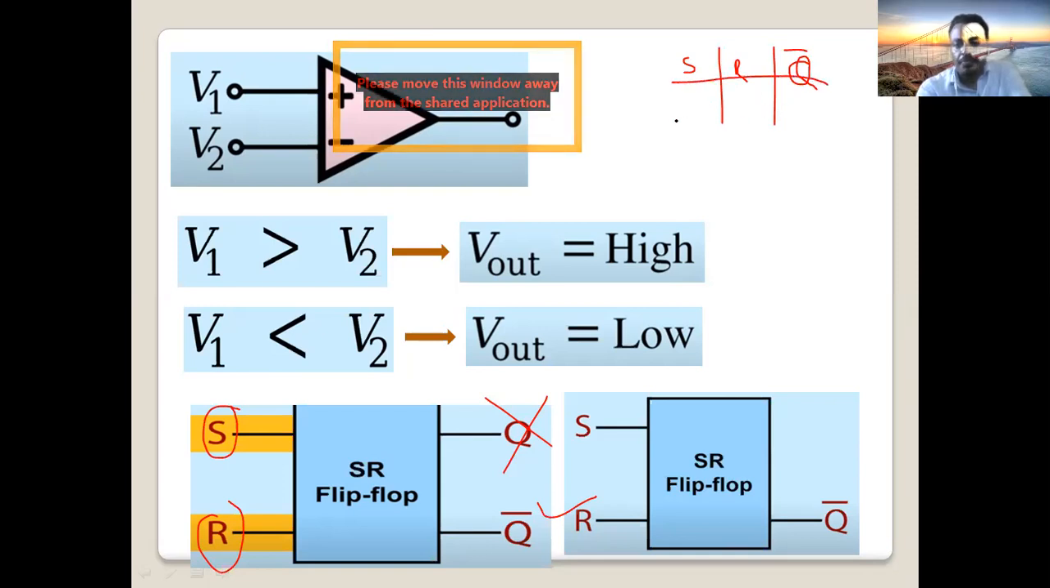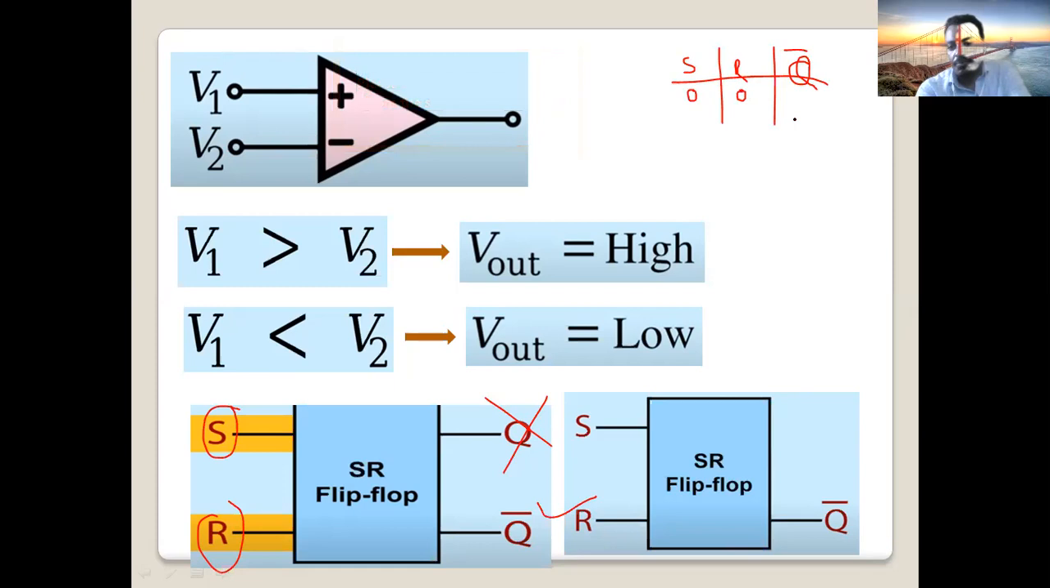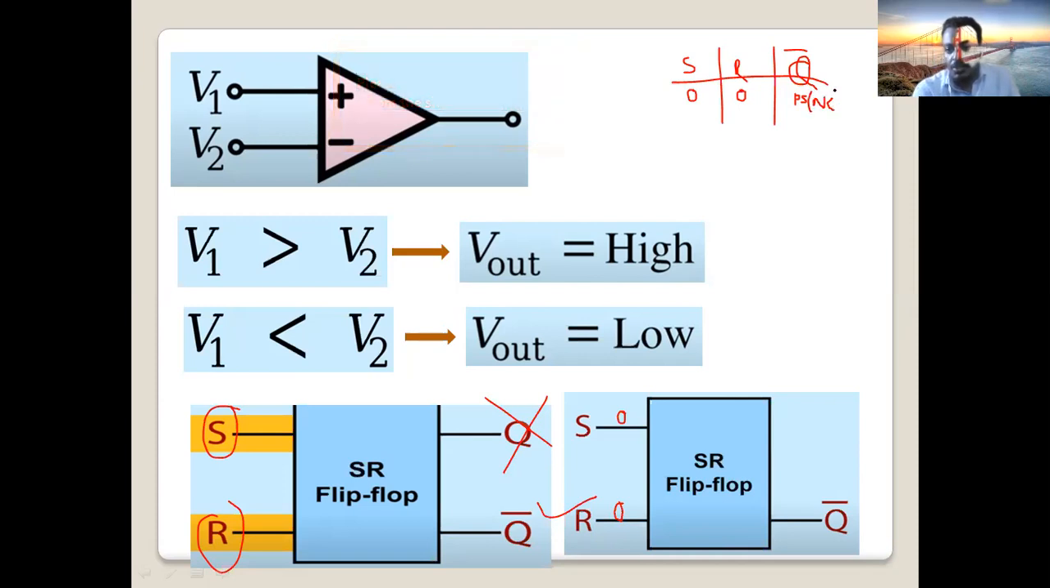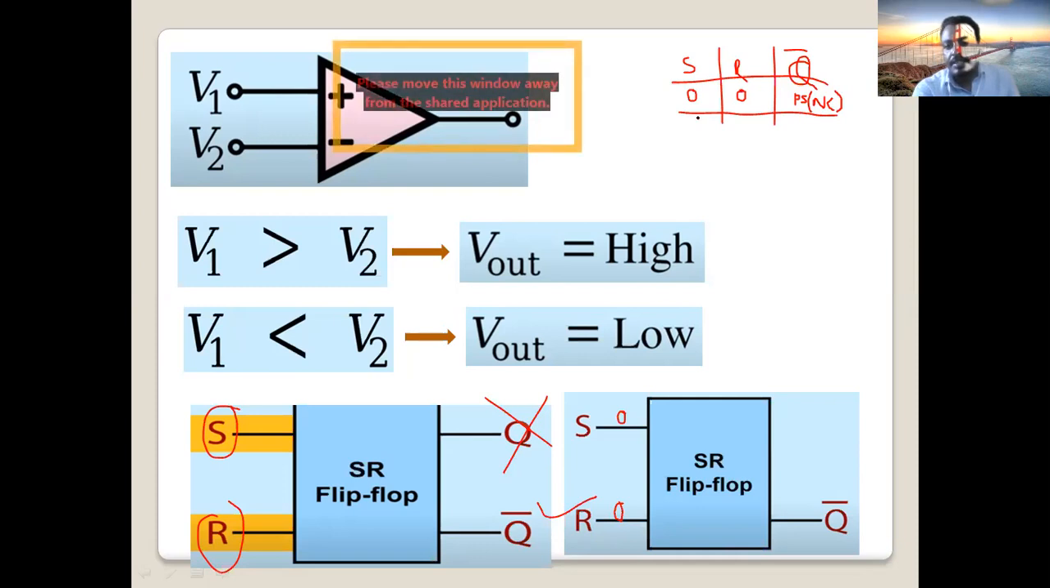Okay, so when both S and R are 0, if you apply 0 here and 0 here, if both set and reset are 0, the Q bar remains the same. We call it previous state. If previously it was 0, it continues to be 0, no change. If both set and reset are 0, we call it no change condition. What will happen if set is 0, reset pin is 1?